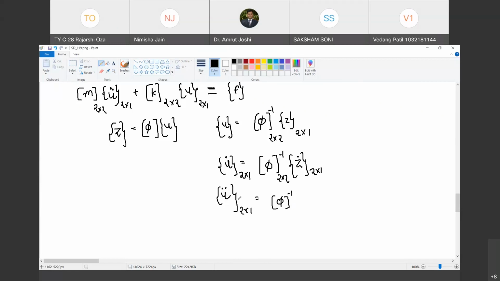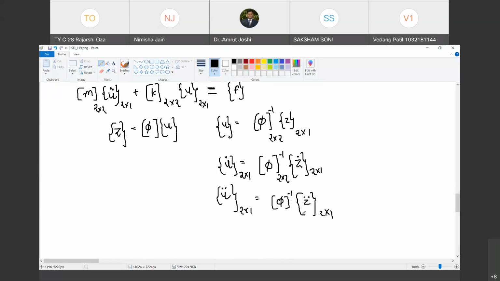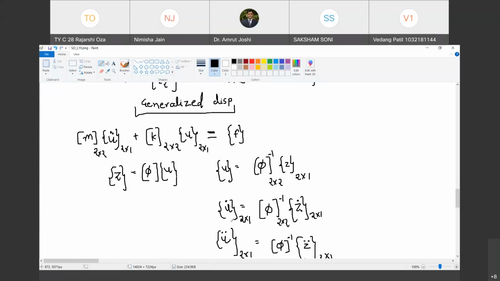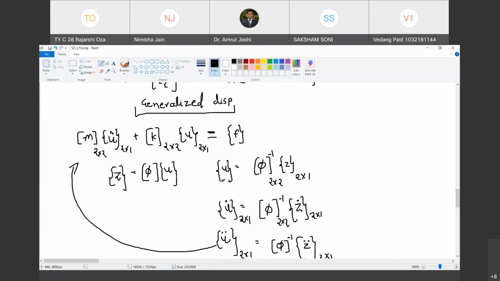This is phi inverse, and this will become z double dot. What is z double dot? Z double dot again is a 2 cross 1 matrix where z1 double dot and z2 double dot are generalized accelerations. Happy? Okay. Now let us put these two terms here in the parent governing equation of motion.